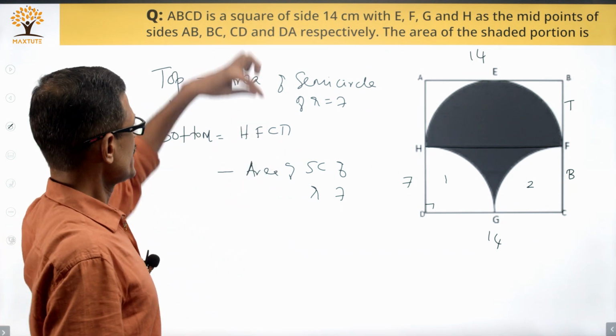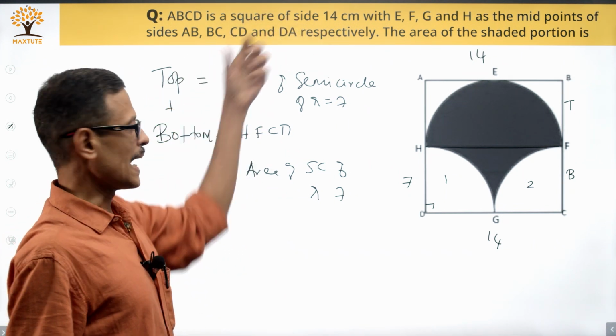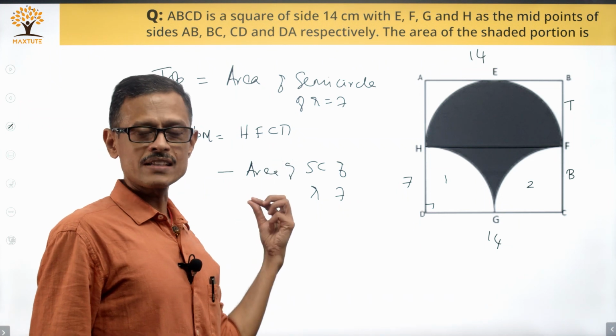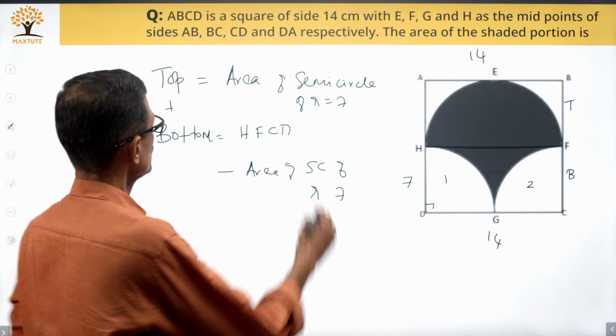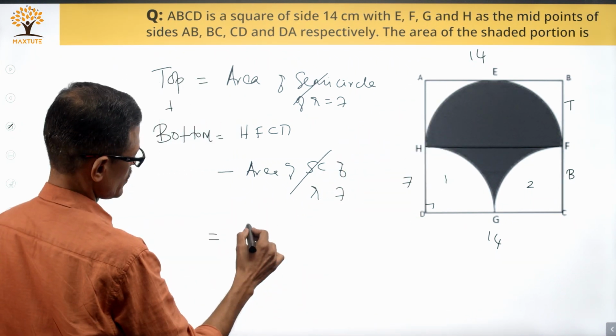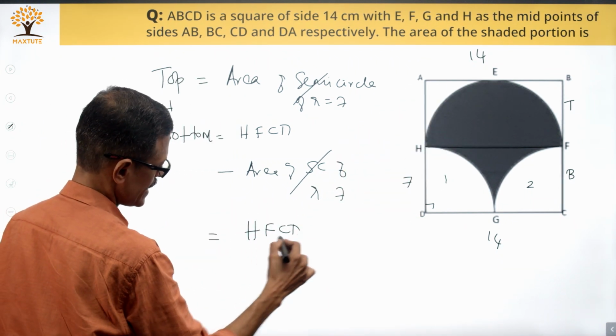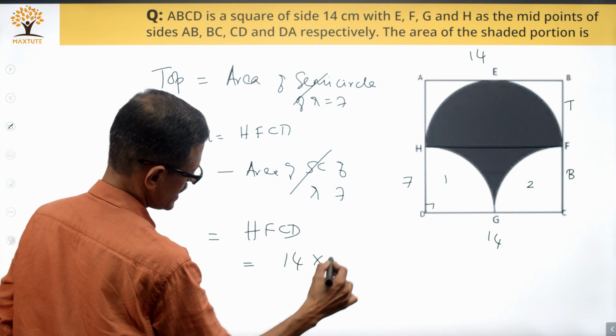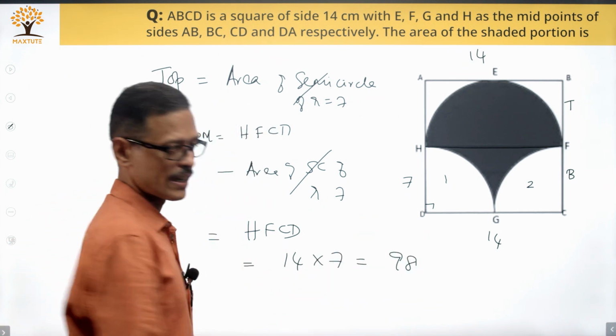So, total area is area of semicircle of radius r added to the area of the rectangle, from that subtracted area of semicircle of radius r. So, these 2 areas get cancelled. So, the area that we are looking at for the shaded region is actually the area of the rectangle HFCD. Length is equal to 14, width is equal to 7. So, 98 square units is the answer.